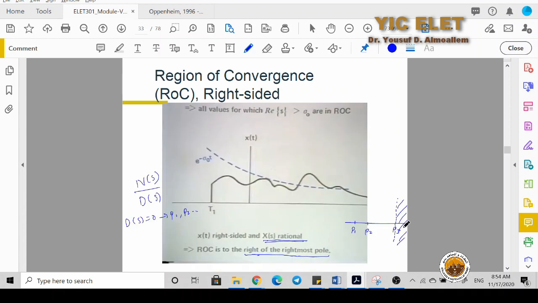Compared to here, this is the first pole, second pole, and third pole. It will be to the right of the rightmost pole, so this is the region of convergence.